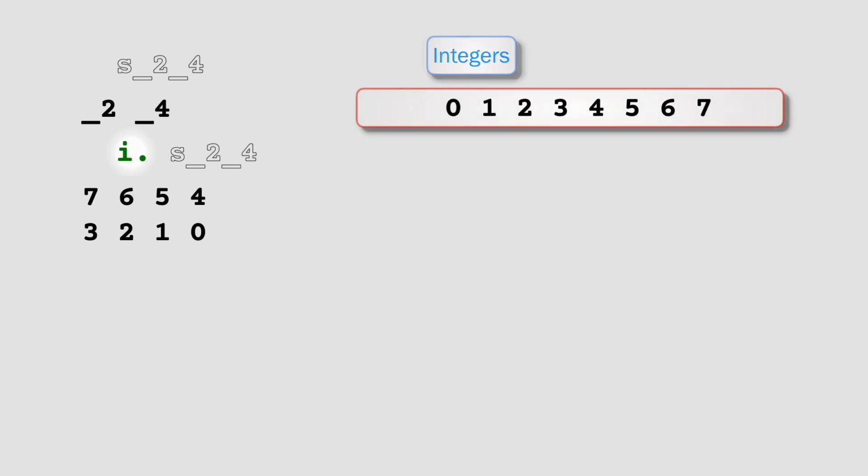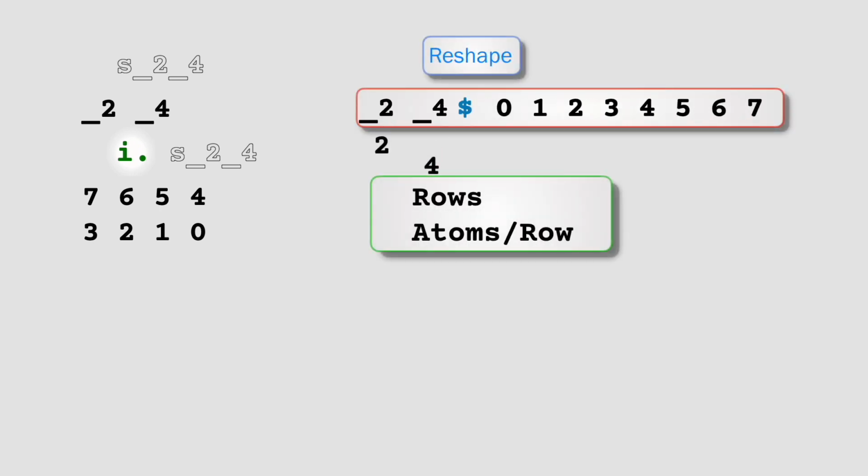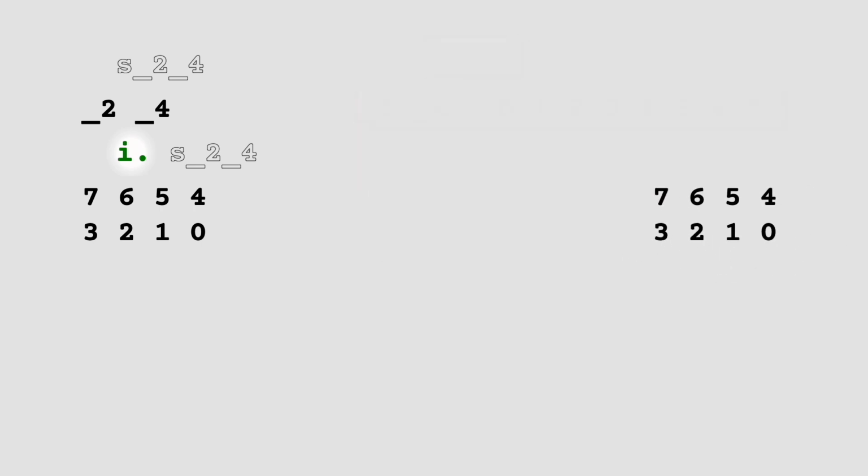If both of the integers in the argument are negative, then things play out pretty much as you would expect. We begin with the integers 0 to 7 and then reshape as we would for 2 and 4, noting the negative values. Then we reverse the results across their respective axes. For the purposes of illustration, we began with reversing the atoms in the rows, and then the rows themselves, but there's no need to do any particular precedence of reversal as long as the result is correct.